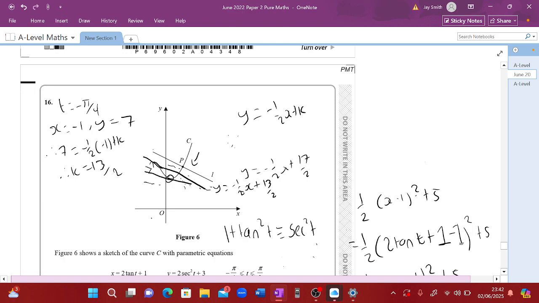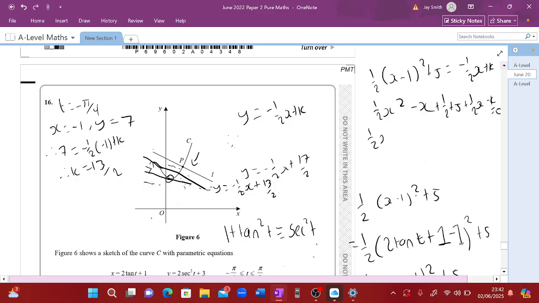Okay, so I'm going to do the equating here. It's a half of x minus 1 squared plus 5. So the y values are equal, so y would be minus a half x plus k. Then I need to get rid of this minus sign. There we go. Then expand it, so that would be a half x squared minus x, add a half, add 5, add a half x minus k equals 0.